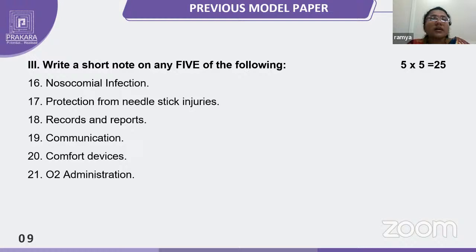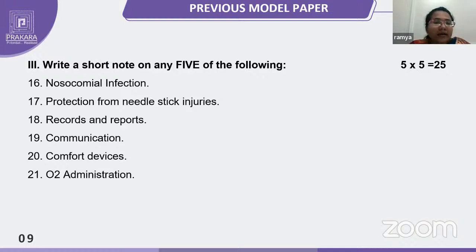Here, it says write a short answer of any 5 of the following. They have given 6 questions here. There we have to write only 5 from them. For every question there will be 5 marks. So 5 into 5, that is 25 marks, will be secured in this session.